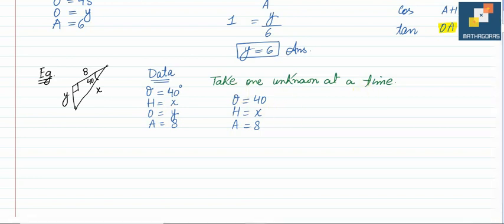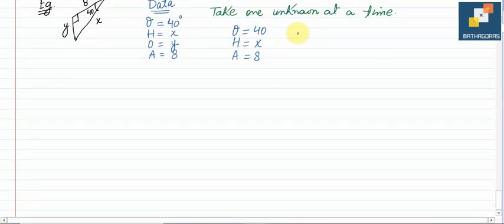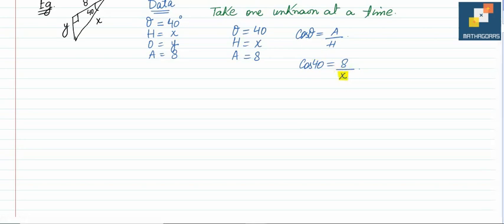I have taken it. Now again back to our routine practice. We have A and H. In which working formula do we have A and H? So it's cos, right? So that's why we need to apply cos here. Cos angle is equals to A over H. Now substituting the values, angle is given, that is 40 degree. Adjacent is 8 and hypotenuse is x. Before finding this cos 40, make x the subject of the equation. So what you guys need to do, swap these two places.